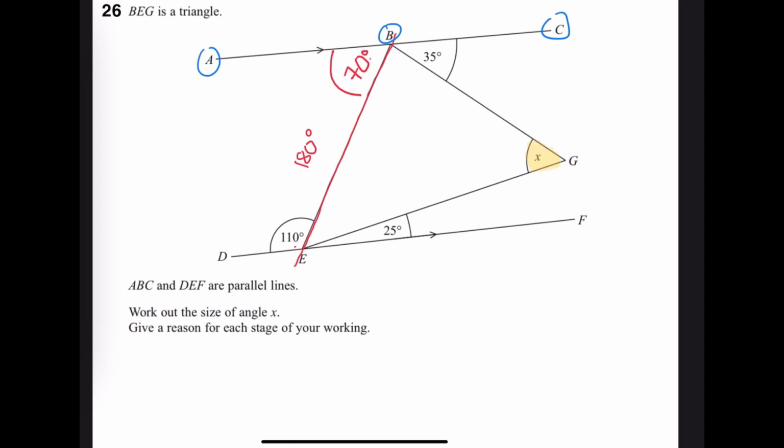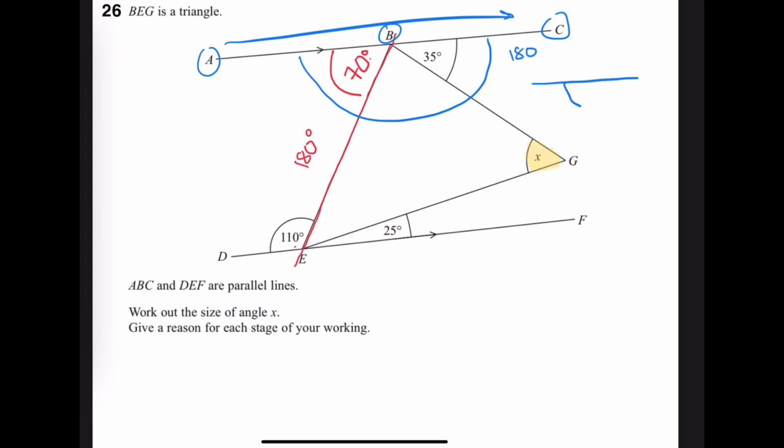ABC, we know that in a straight line, all the angles are going to equal 180. This is how 180 looks. So we already have 35 and 70. So if you do 180 minus 70 minus 35, we can find out this angle over here, which would be 75.